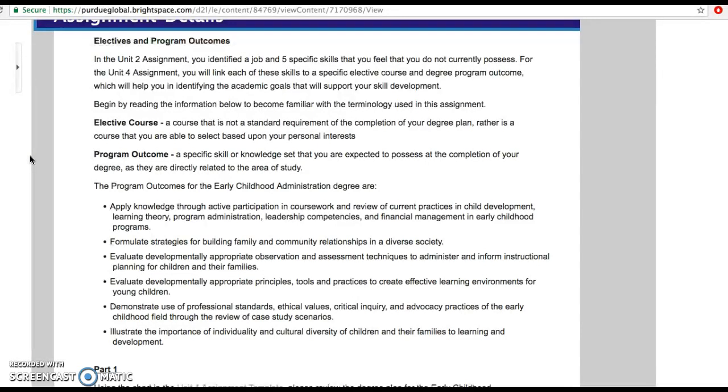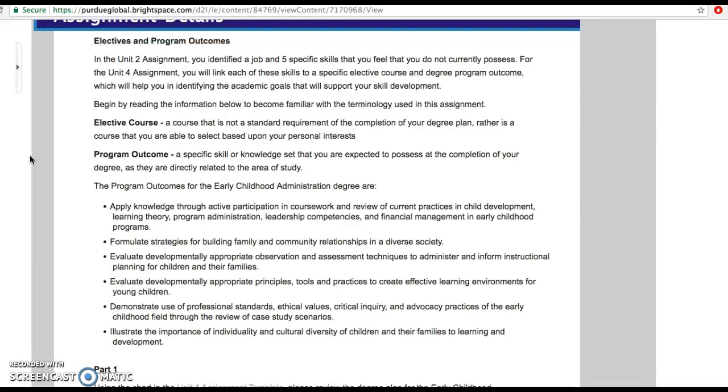So the goal is that what they have identified in Unit 2 with their hard skills, the skills that they want to gain, hopefully their goal is to gain those skills throughout their program, and in fact understand that those skills can coincide with their program outcomes. So that is our goal.